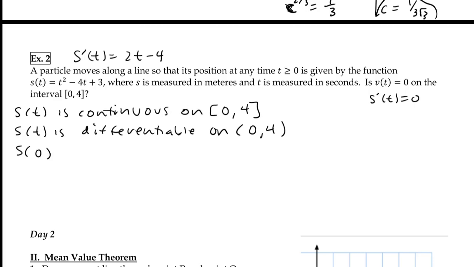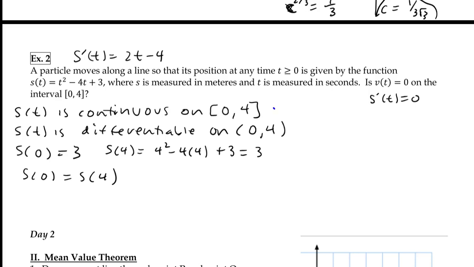Now we need to find the outputs. Because my interval goes from 0 to 4, I'm going to find s of 0 and s of 4. S of 0 is 3. Look, if you sub a 0 in here, gone, gone, 3. Now I'm going to go ahead and find s of 4. S of 4 is going to be 4 squared minus 4 times 4. Well, that just wiped itself out, which is 3. So we have s of 0 equal to s of 4. Here's our three conditions. Continuity on the closed, differentiability on the open, output's the same.